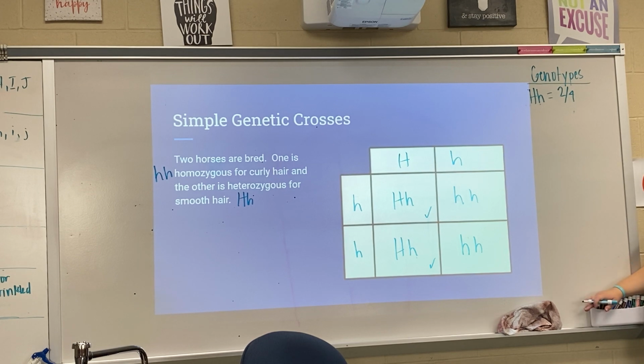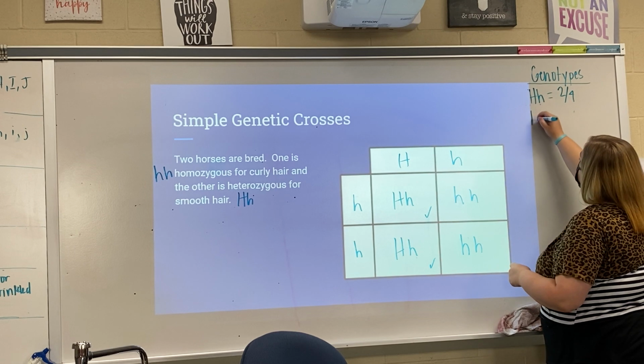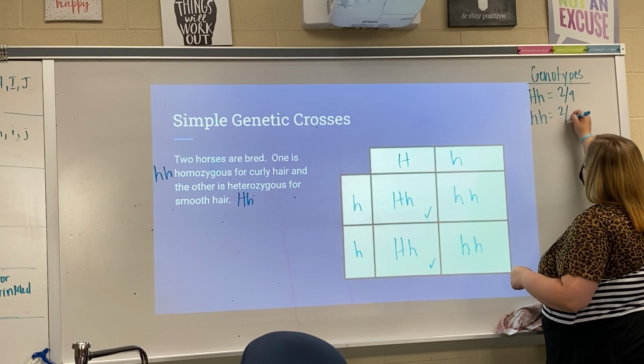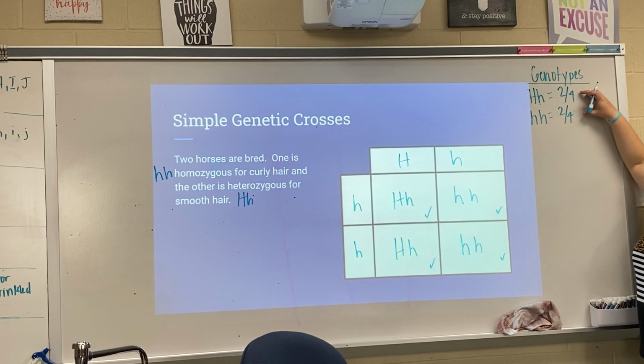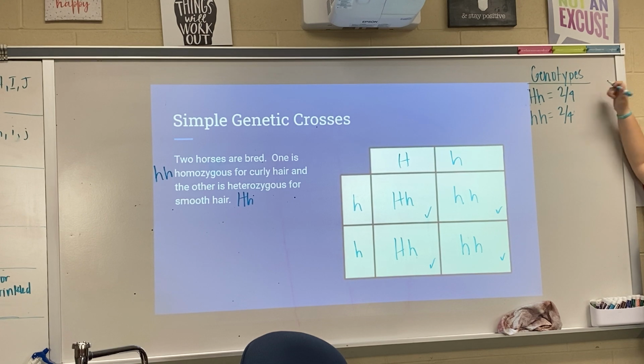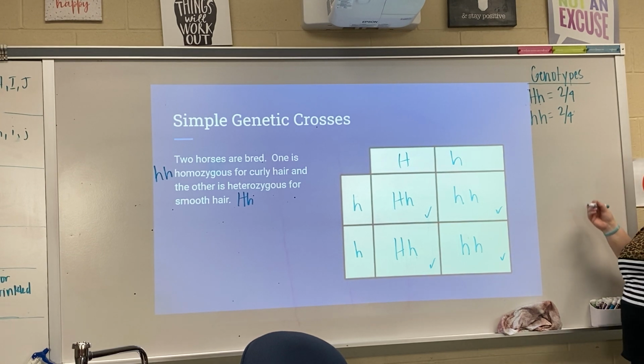What else do I have? Little h. How many of them do I have? When in doubt, what should these two numbers equal up to? Four. Two plus two equals? So are we ready to move? Do we understand how we found genotypes? Yes. And a head nod or a thumb? Okay. So what's next?